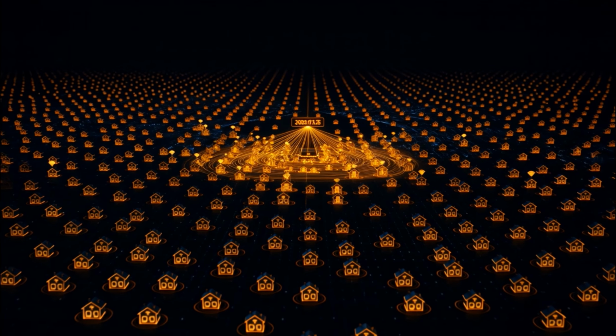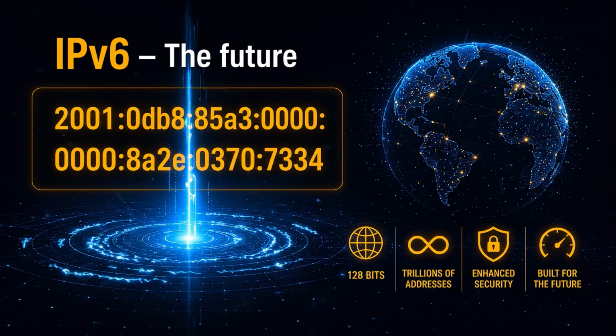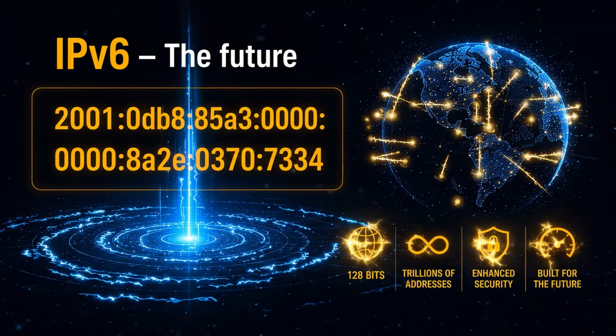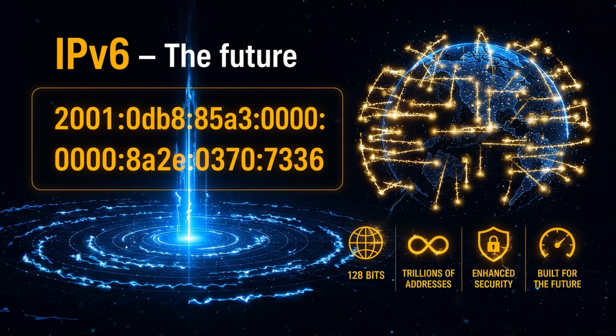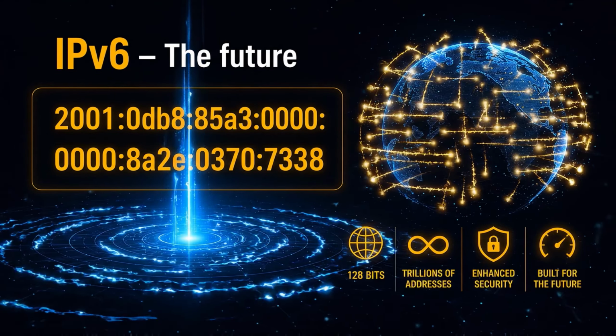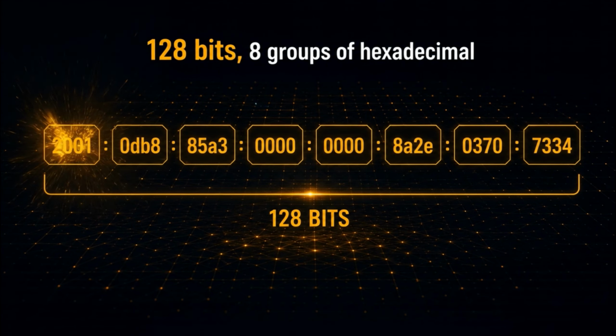So, what's the long-term solution? IPv6. Instead of 32 bits, IPv6 uses 128 bits. It's written as 8 groups of hexadecimal numbers.